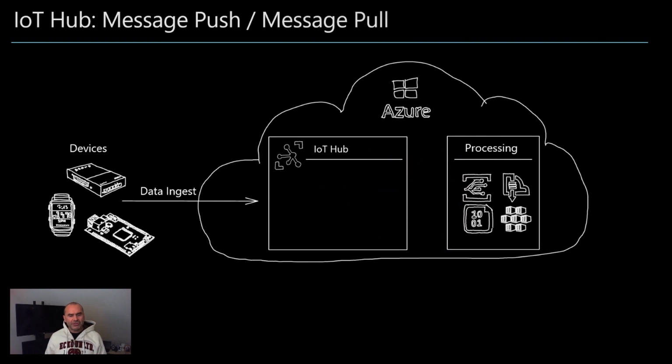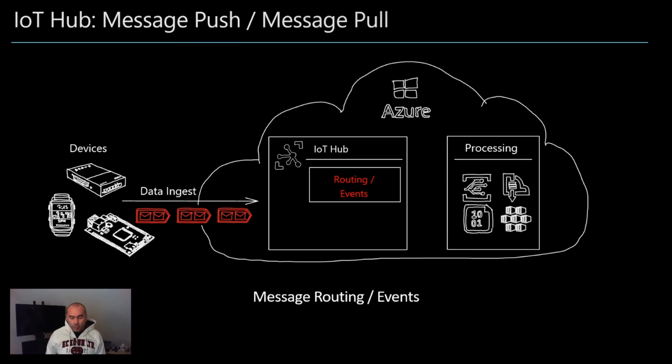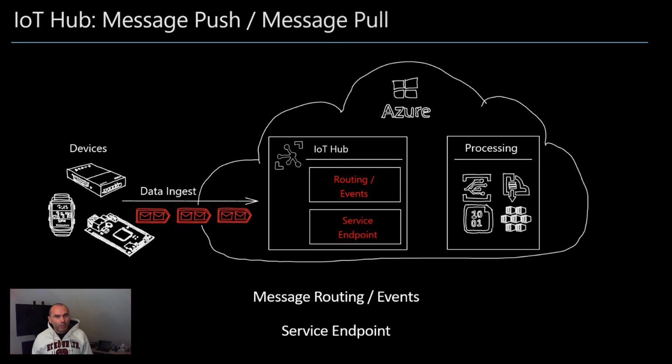So if we have all the devices and the devices are sending now their telemetry data to IoT Hub, there are two, let me say, fundamentally different ways to get this data out of IoT Hub. There is one way, which is called in our documentation routing or events. And there is another way, which is called in our documentation service endpoint. Another question is, what is really the difference between those two ways?